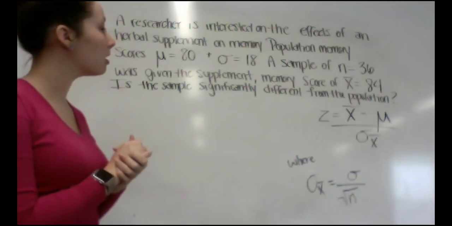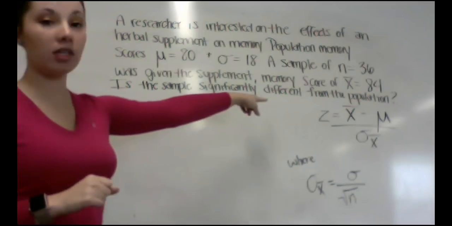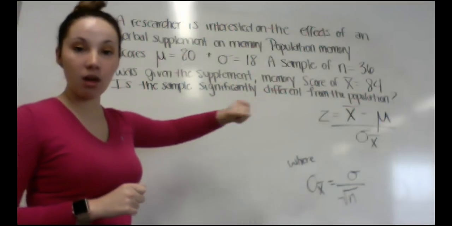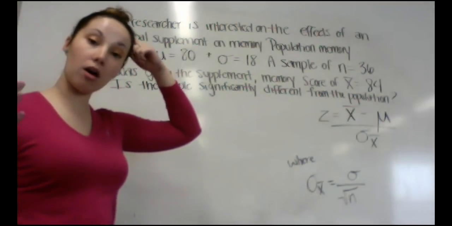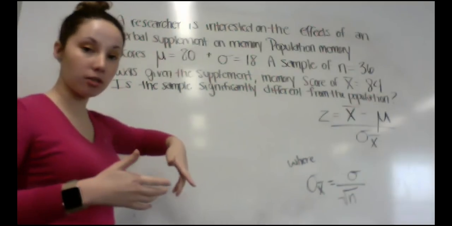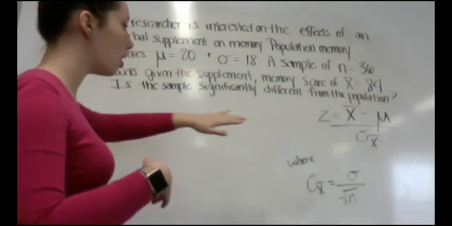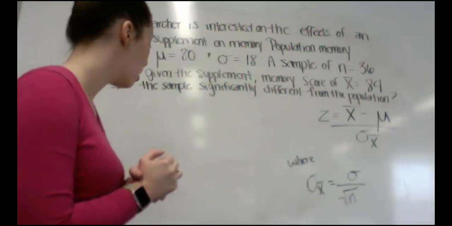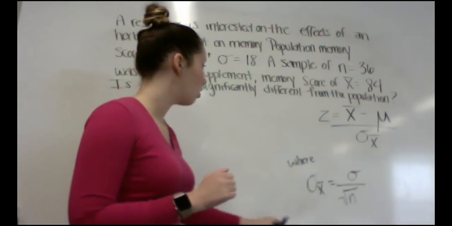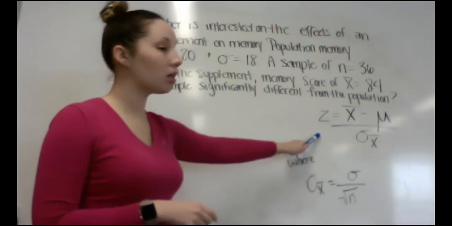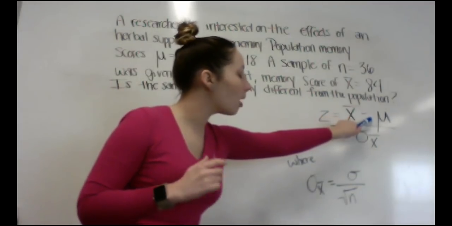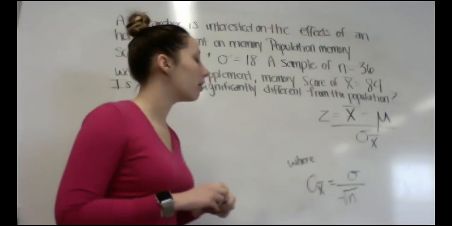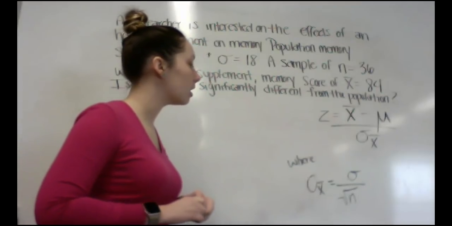The question asks, is the sample significantly different from the population? So that's basically our goal here, to see if our sample is different from our population. And we do that by running a z-test. So here, we're going to use our z formula that we talked about earlier, where we have our sample mean, our population mean, and our standard error.